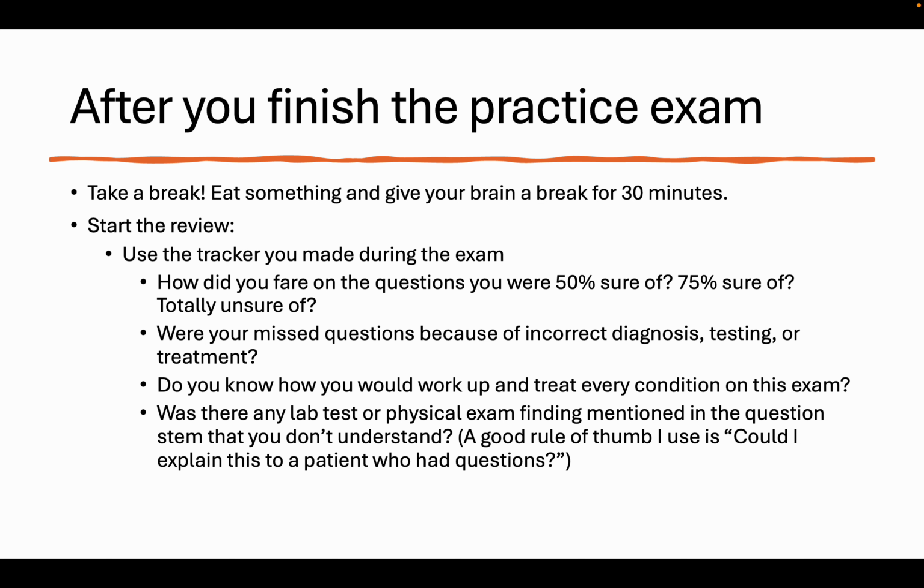Okay, once you're ready to review, so you've taken your break, you've come back, you're going to go back to that little sheet of paper that we talked about on the last slide, so this one. And as you go through and see what questions you got right or wrong, just also make note of, okay, of the things in the 50% sure box, how many of those did I get right and how many did I get wrong? And same thing for the 75% sure and the totally unsure box. So just keep an idea on what's your batting average on each of those three areas?